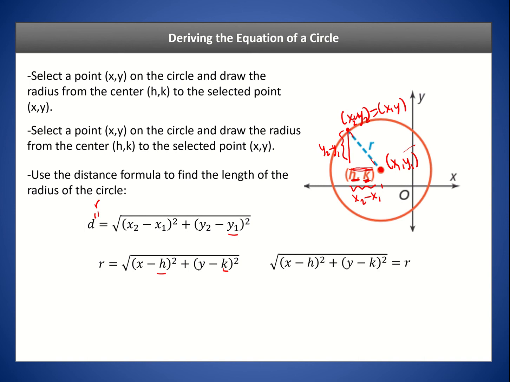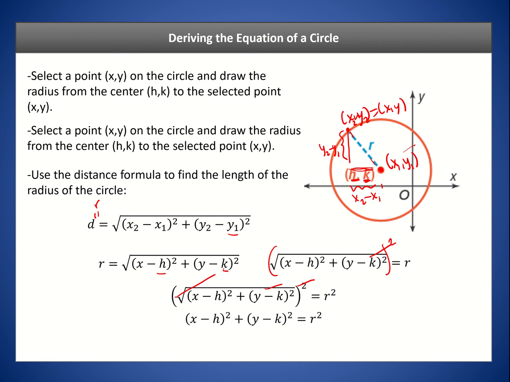And so then we've got the square root of (x minus h) squared plus (y minus k) squared is equal to r. And then remember, to get rid of that square root, we've got to square both sides, and that's the only way that you can cancel out the square root. So the square root and the square cancel, leaving us with (x minus h) squared plus (y minus k) squared equals r squared. And this is the standard form of the equation of a circle. And this is related to the Pythagorean theorem.